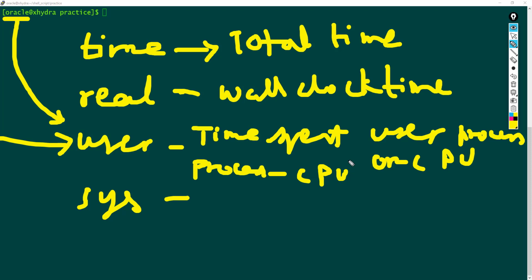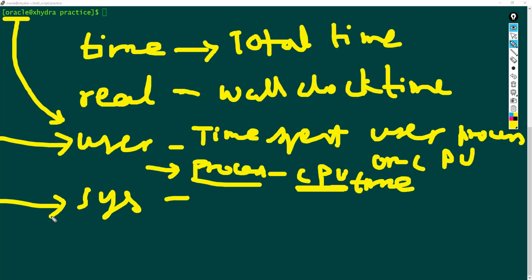It is like filling up fuel in your car. Without fuel, the car will not start, right? Likewise, without CPU, the process will not complete the task. For CPU there will be some time, right? How much time this process has spent on the CPU, this is called user time.